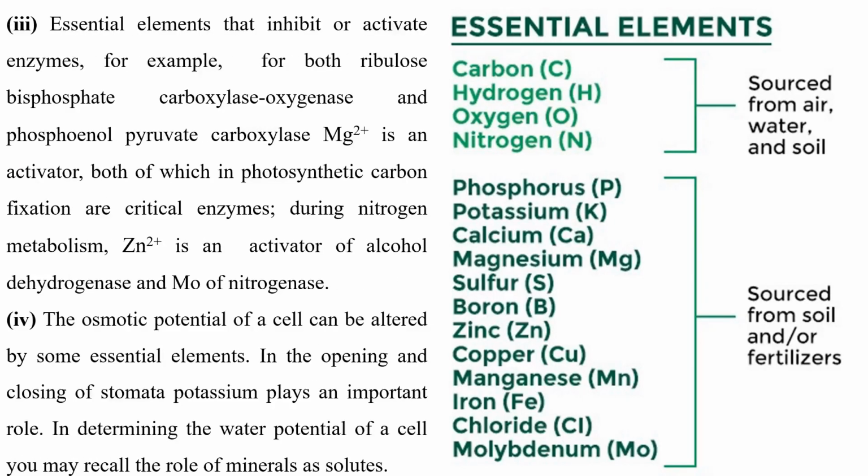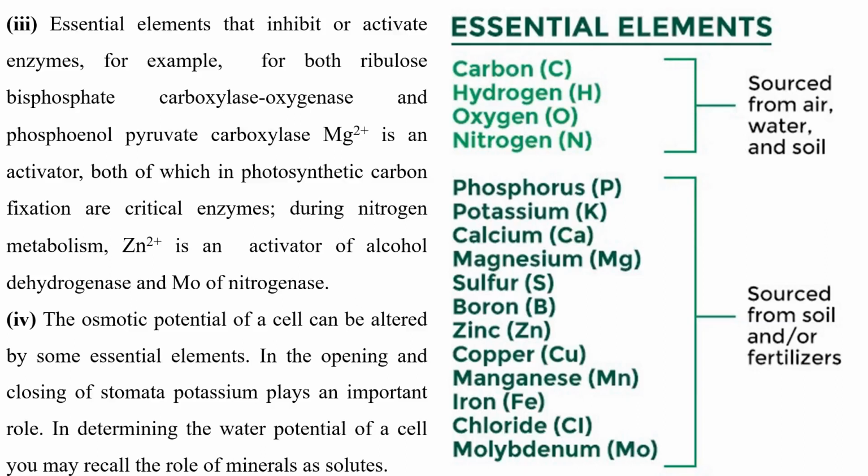3. Essential elements that inhibit or activate enzymes, for example, for both ribulose bisphosphate carboxylase oxygenase and phosphoenol pyruvate carboxylase. Magnesium ion is an activator, both of which in photosynthetic carbon fixation are critical enzymes. During nitrogen metabolism, zinc ion is an activator of alcohol dehydrogenase and molybdenum of nitrogenase.